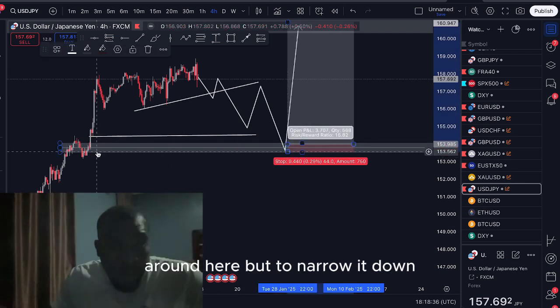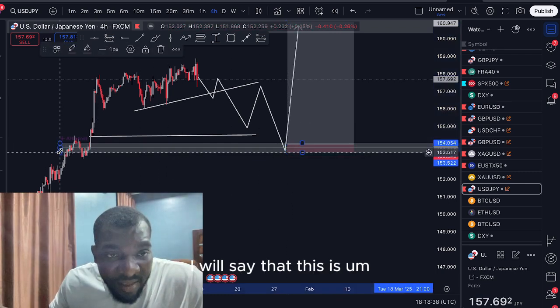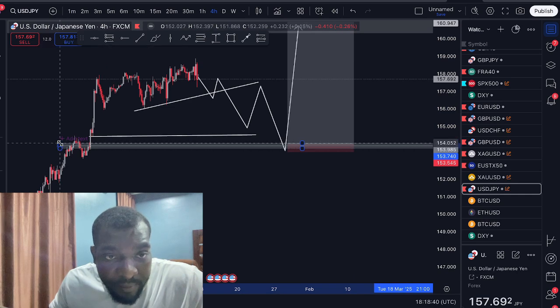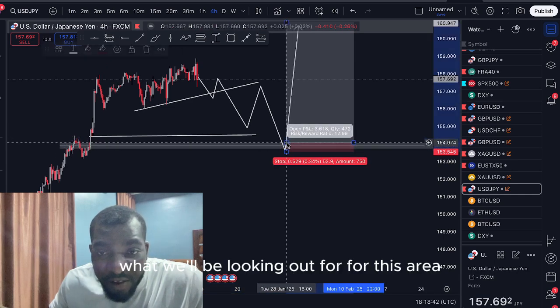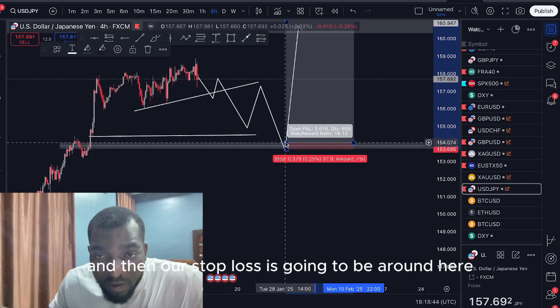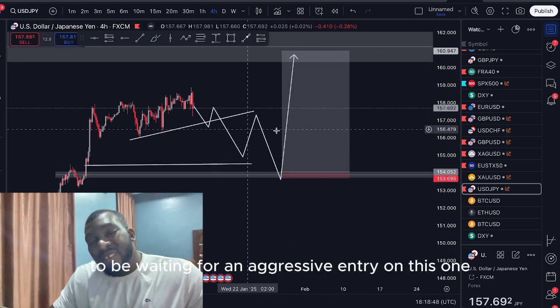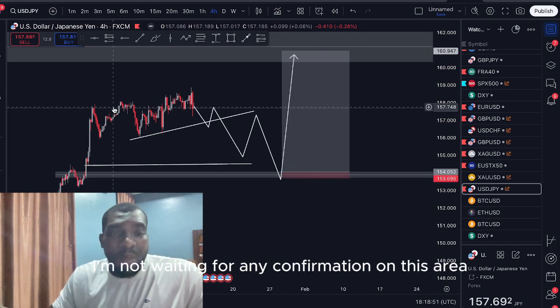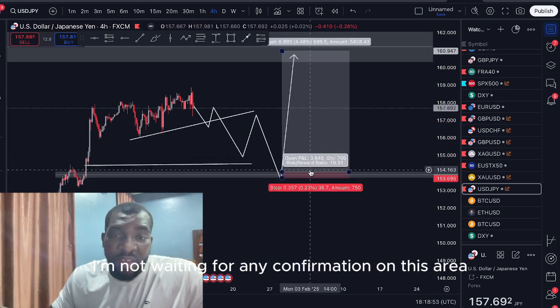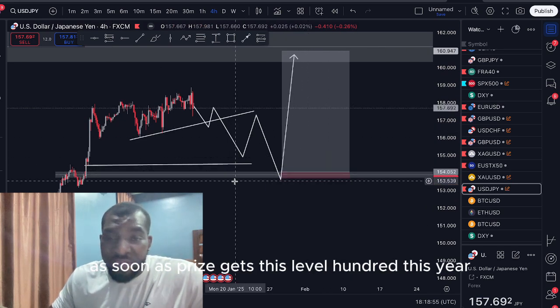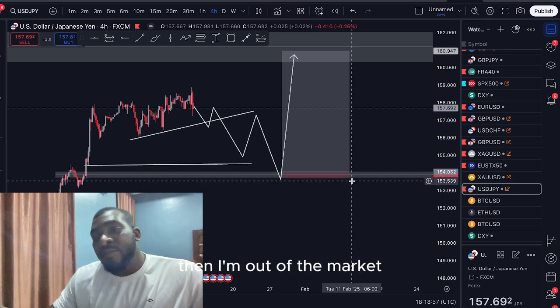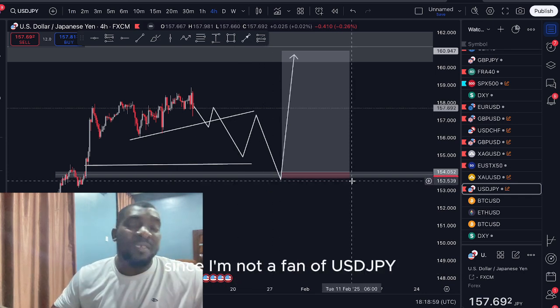But to narrow it down, I will say that this is what we'll be looking out for, this area, and then our stop loss is going to be around here to give us a 35 pips stop loss. So I'm going to be waiting for an aggressive entry on this one. I'm not waiting for any confirmation on this area. As soon as price gets to this level and breaks this area, then I'm out of the market, since I'm not a fan of USD JPY.